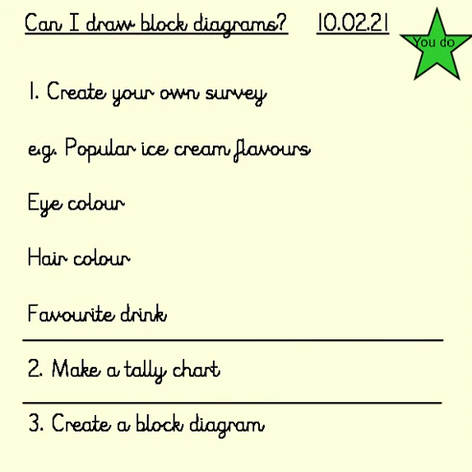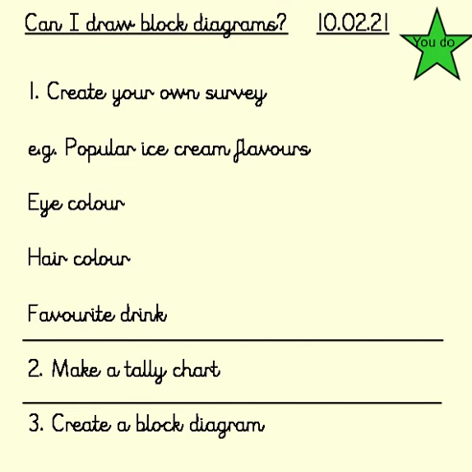Or here's another idea for you if you want a challenge. Can you create your own survey like you did the other day when you made your own tally charts? That could be ice cream flavours, your favourites. You could ask people in your household. Eye colours, hair colour, favourite drink, anything that you can think of. If perhaps you've got birds in your garden, you could sit and watch them for a little while and see how many you can see, different kinds. But that might take a little while, so you might choose something else.